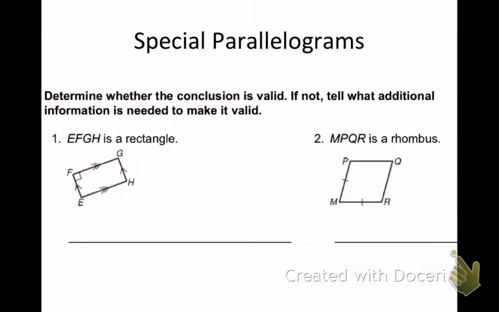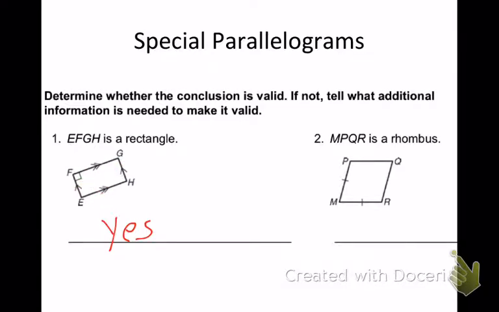So using those conditions, let's look at these first two. Determine whether the conclusion is valid. If not, tell what additional information is needed to make it valid. So first, number one, is EFGH a rectangle? Chris, what do you say? Yes. Why do you know that? Because the sides are parallel. Yep, we have parallel sides. So parallel sides tell me it's a parallelogram right away. And then it has a right angle in it. Yes, it has to be a rectangle. Nice job. Okay, does everybody see why? We have the parallel sides proving parallelogram, and then we have the right angle proving rectangle.